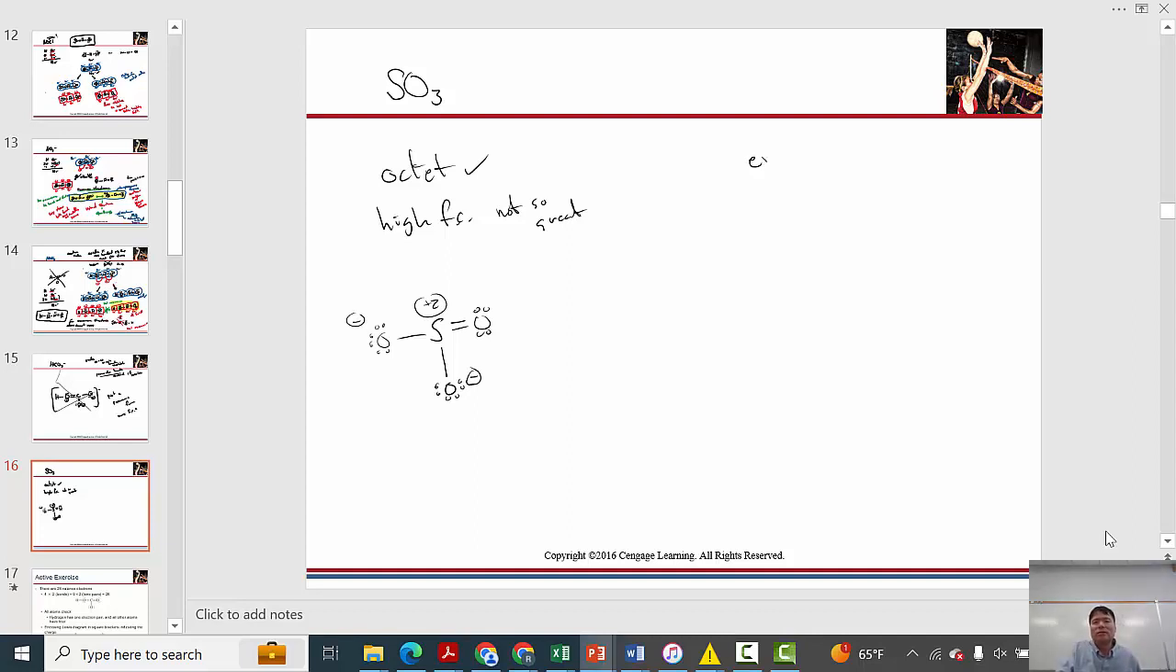What we can do is, if it's possible to get an expanded octet, an expanded octet would be to reduce formal charge. And so an example of an expanded octet to reduce formal charge would be, say, let's make another double bond.